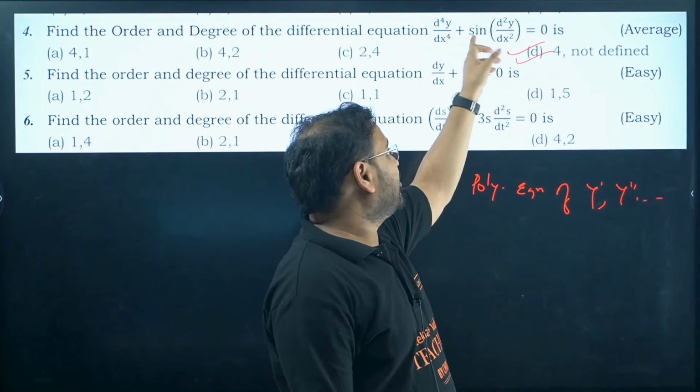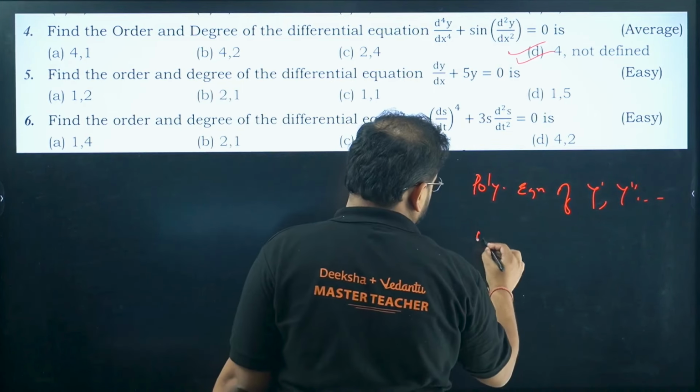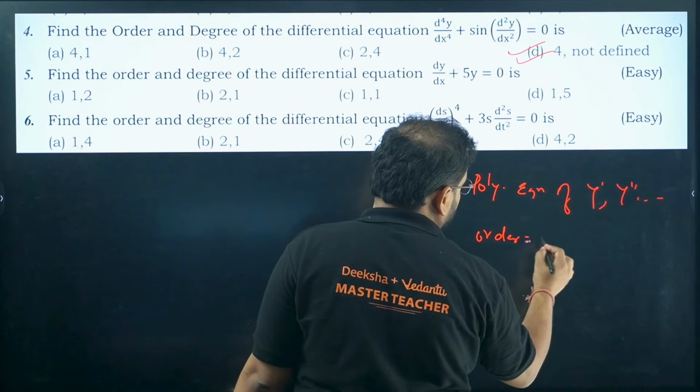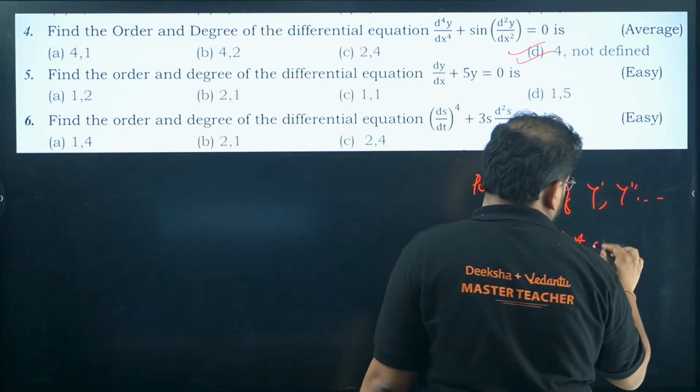Okay, next. Find the order and degree of the differential equation. Order is again 1, degree is also 1. What is order? Order represents the highest derivative actually.